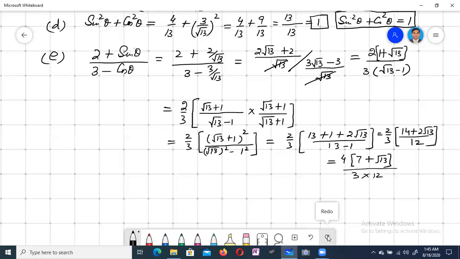Now this 12 and 4 we can cancel. You know 4 3s are 12. This 4 cancels with this 12. Here will be 3. Then answer here will be, in numerator 7 plus square root of 13 divided by, in denominator 3 3s are 9. This will be the answer.